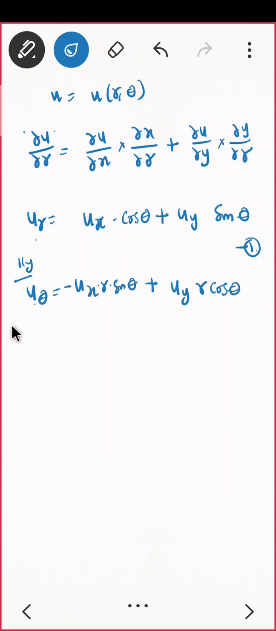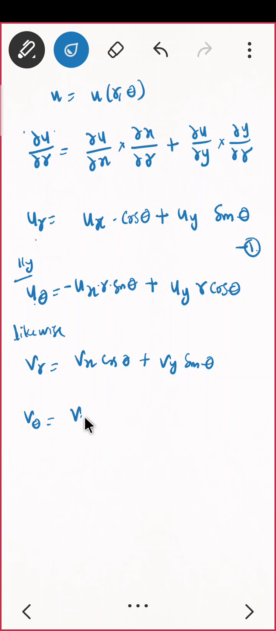So can I do likewise? Can you tell me vr and v theta quickly? That will also be the same, just the variables change, correct? This will be vx cos theta plus vy sin theta. What else? What will come here? Same thing, minus vx r sin theta plus vy r cos theta. Perfect. Okay, what should I do next? So far, what do we need to do? We want to find a relation between these.